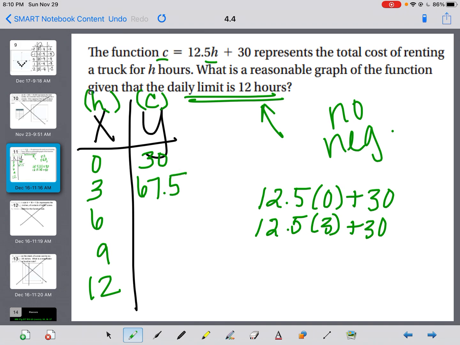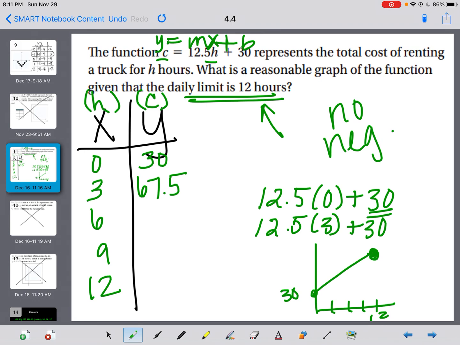Okay, it's asking you what a reasonable graph of this function is going to look like. Well, this is like a y equals mx plus b. So this is going to be a straight line, and it's going to have an end. So if I were to graph this, which they're not asking us to do, I don't need any of the negative parts, and it's actually going to start up here at 30, because no matter if I've borrowed the truck or not yet, I have to pay this $30, and it's going to go up until I get to 12 hours, and then it's going to be done. It will not continue, so there won't be an arrow.